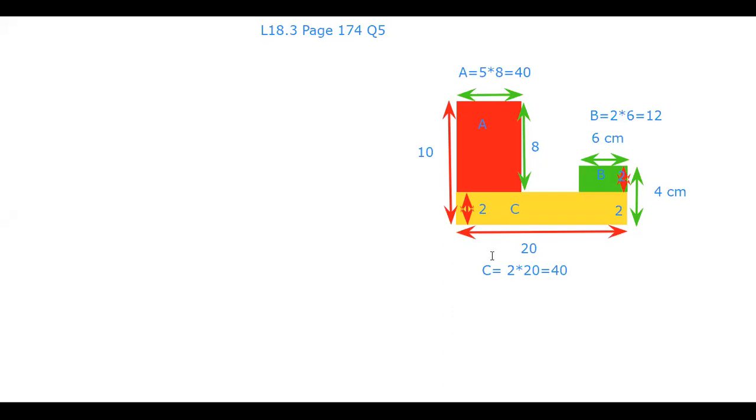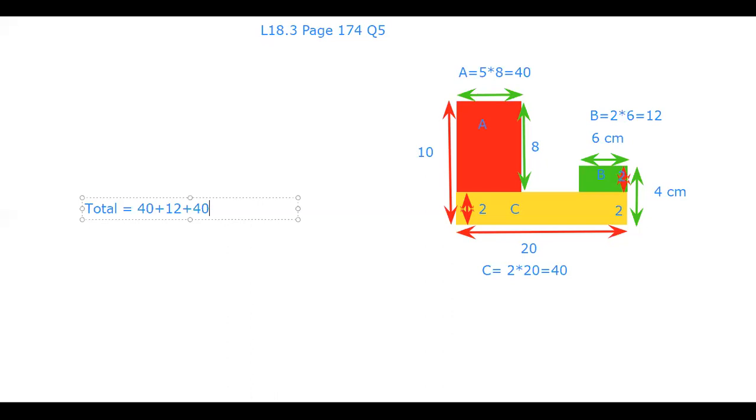Okay, let's now continue. Now, I'm not done yet. I should find the total area. So the total area will be adding 40 plus the 12 plus the 40 one more time. Because area A, as you notice, is 5 times 8, which is 40. Area B is 6 times 2, which is 12. Area C, it's 2 times 20, which is also what?